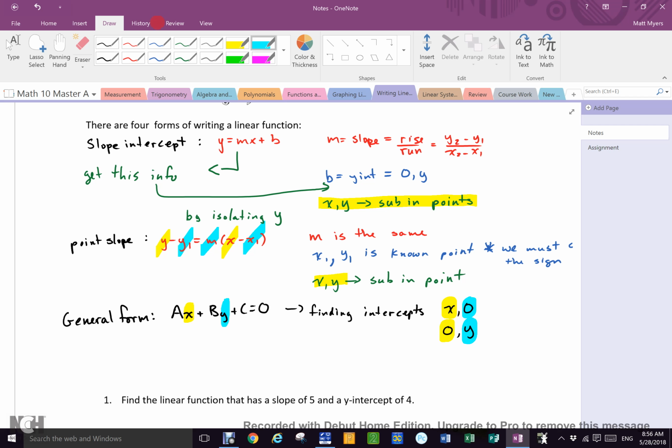Everybody should already know all those. And then there's, of course, the fourth one, the ugly cousin, the standard form, which is the exact same thing, but it equals c. And then all the other rules apply.